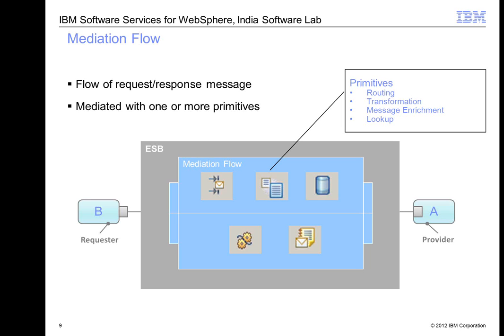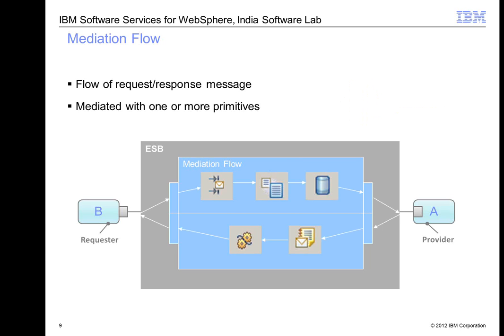And as you can see, there is a flow. The requester would actually invoke the mediation flow rather than invoking the provider. And as part of it, the request message will flow through the mediation flow via all these primitives, and the message will be filtered, enriched, it will be transformed, and so on. And then the message goes to the application on the right-hand side, application A.